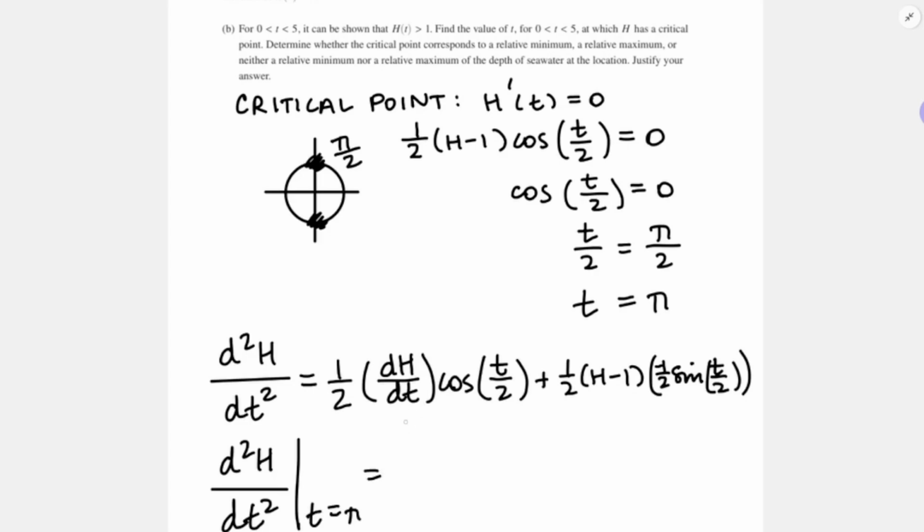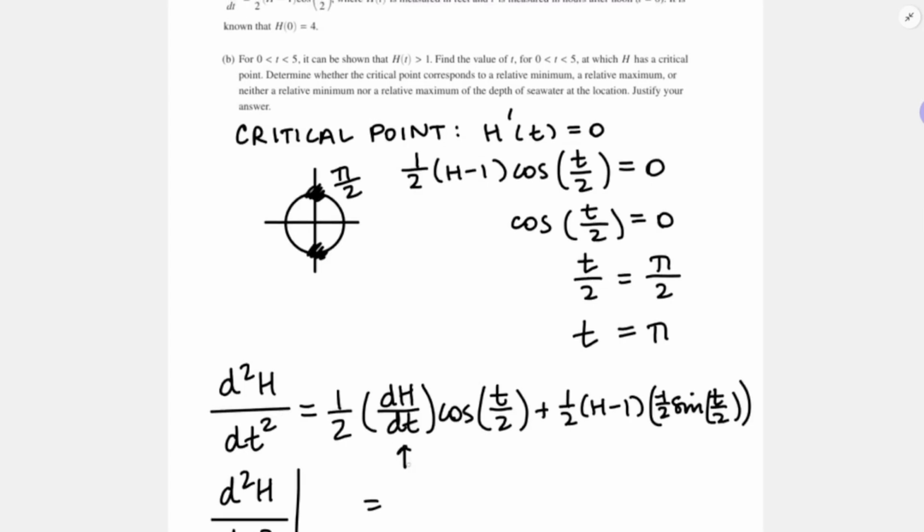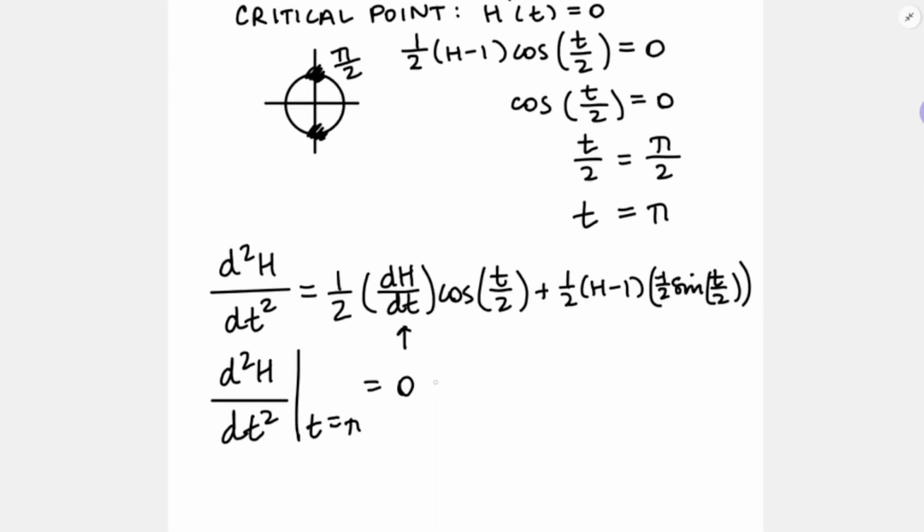Okay, we knew that dh/dt was equal to 0 at t equals pi because that was what made it a critical point. So there's going to be 0 there, and so that whole term is going to go to 0, plus 1/2 of h minus 1, which is going to be a positive number, times negative 1/2 times the sine of pi over 2, which is going to be 1. Sine of pi over 2, thinking about the y coordinate, is going to be 1. And so I've got 0 plus a half of a positive number times a negative number, that's going to be less than 0.